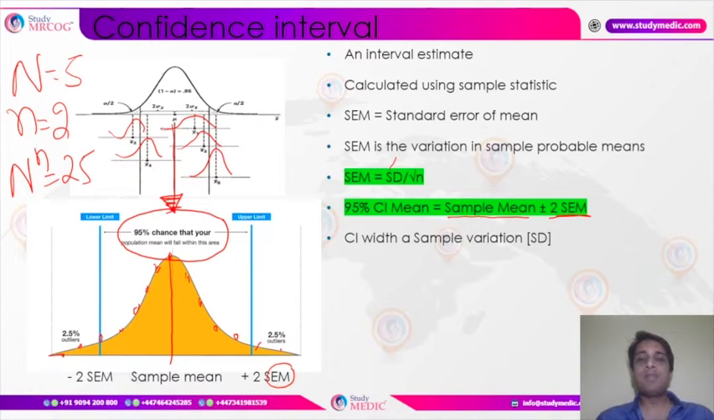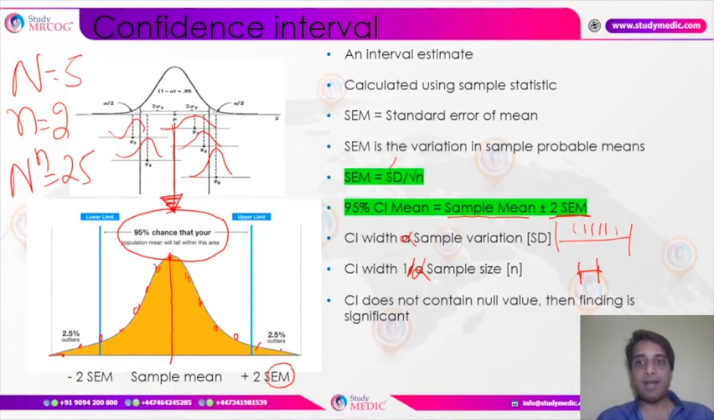The width of a confidence interval is directly proportional to sample variation. That means the more the variation, the more the width. The more the width, the less the reliability of the finding. Next time when we repeat the experiment, we may get a different reading. Now, the width of the confidence interval is inversely proportional to sample size. The more the sample size, the less the width of the confidence interval. That means the study is more reliable.